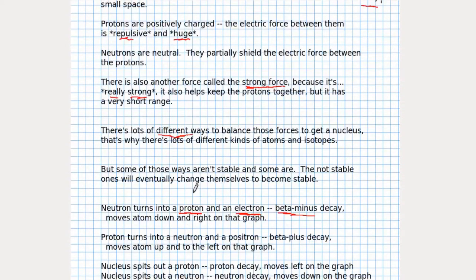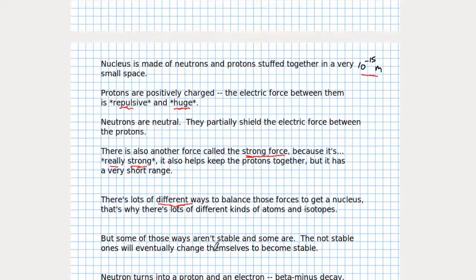Okay, then next one. A proton can turn itself into a neutron and a positron. A positron is just like an electron, except it's positively charged. So it's a really small particle that has a positive charge, and it will also get shot out of the nucleus. That's called beta plus decay. And it moves an atom up and to the left on that graph.